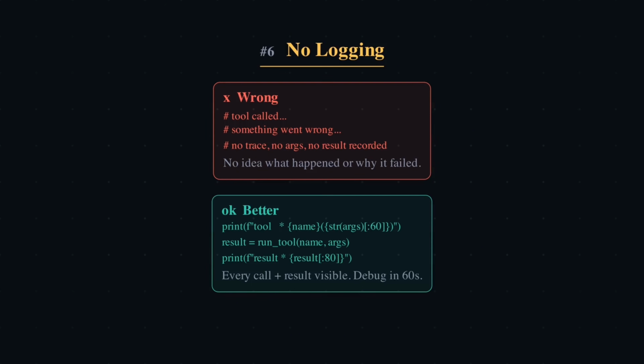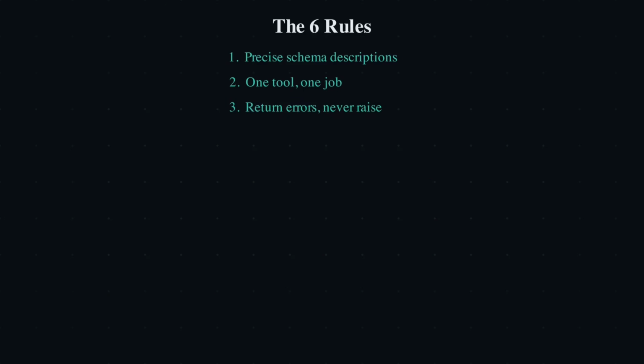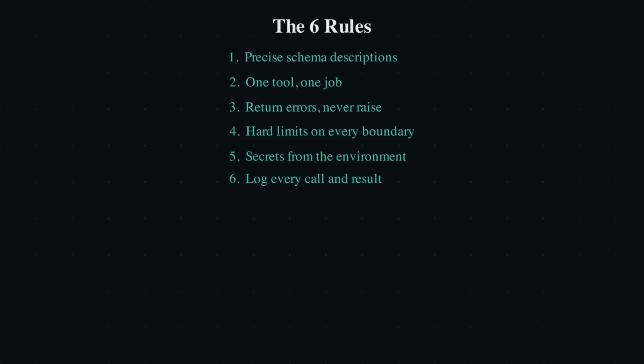The sixth is no logging. The agent calls a tool, something goes wrong and you have no idea what happened. So better log every tool call, what was called, with what arguments, what was returned. So this makes debugging 100x easier.